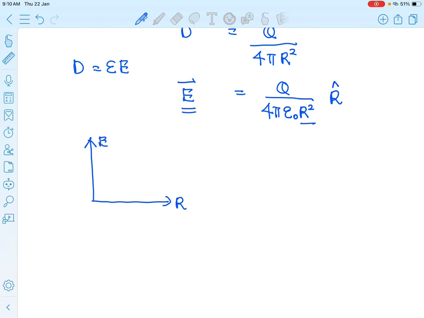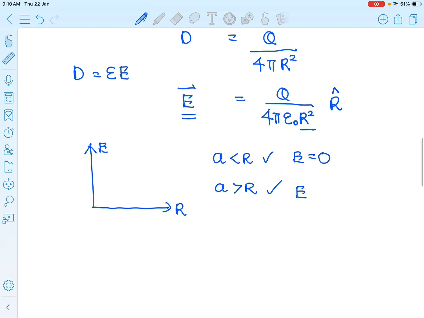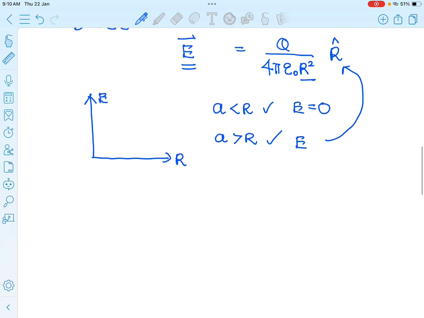Basically we have two regions: when R is less than A, and when R is greater than A. So two regions that have different electric fields. For the region R less than A, the E is equal to 0, whereas for R greater than A, the E is represented by this equation.